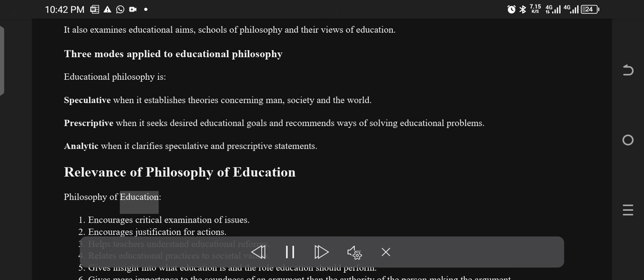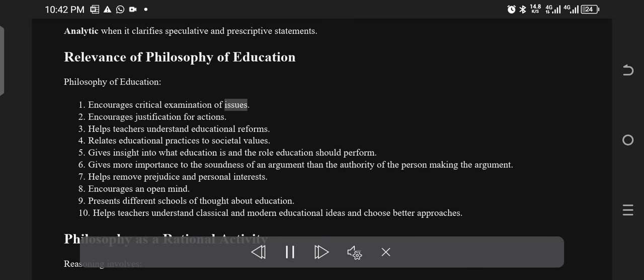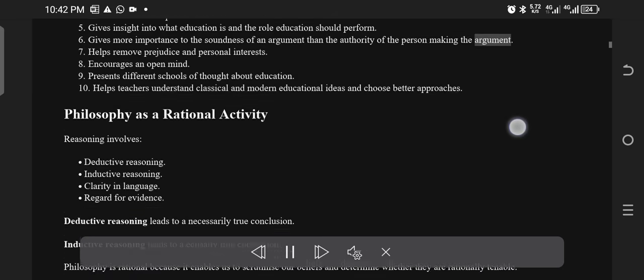Philosophy of education encourages critical examination of issues. Encourages justification for actions. Helps teachers understand educational reforms. Relates educational practices to societal values. Gives insight into what education is and the role education should perform. Gives more importance to the soundness of an argument than the authority of the person making the argument.